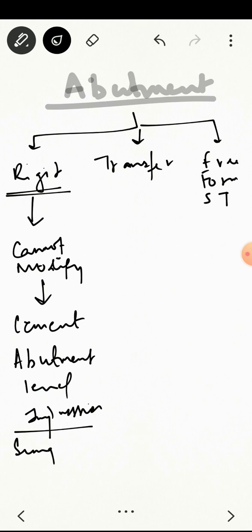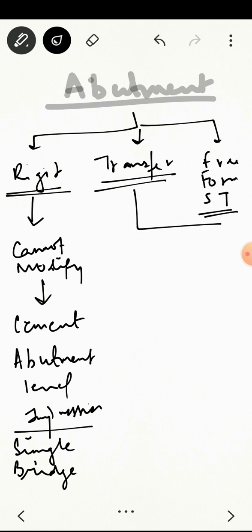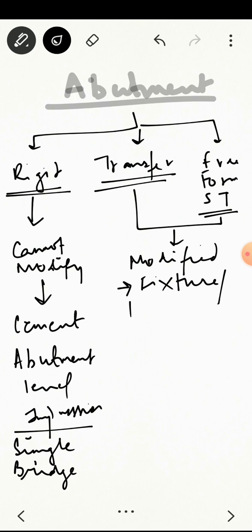Now coming to the transfer abutment and free-form ST abutment, these two kinds of abutments can be modified. That is, we can reduce the occlusal height of the abutment, and we can reduce the overall diameter or length of the abutment. They are mainly taken as fixture level or implant level impression.